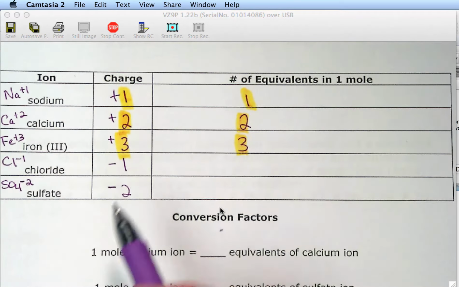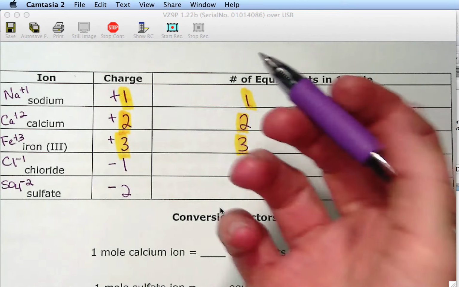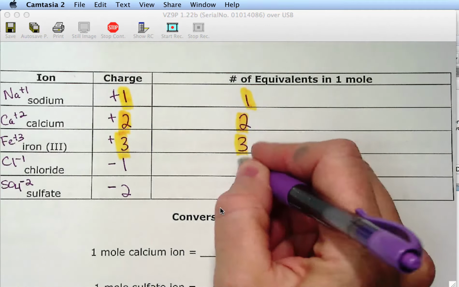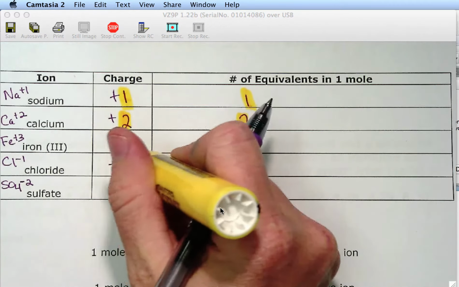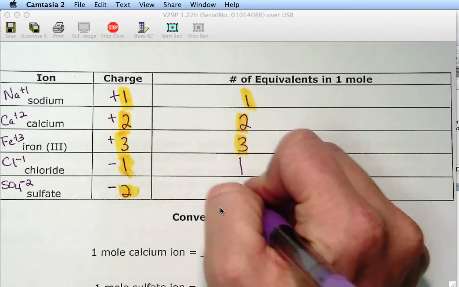Now, this is the absolute value. So if you have a minus 1 charge, you're not going to say you have minus 1 equivalents in 1 mole. You're just going to say 1. And then the next one, for sulfate, would be 2 equivalents in 1 mole.